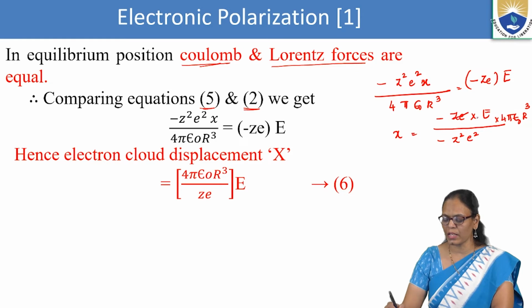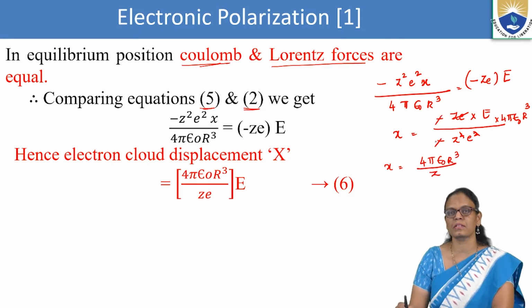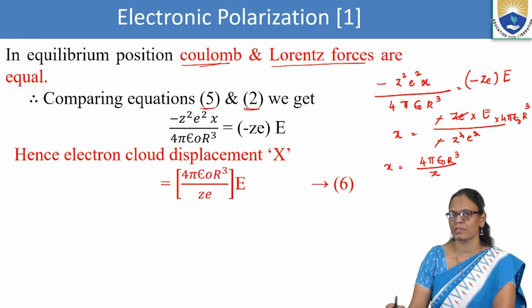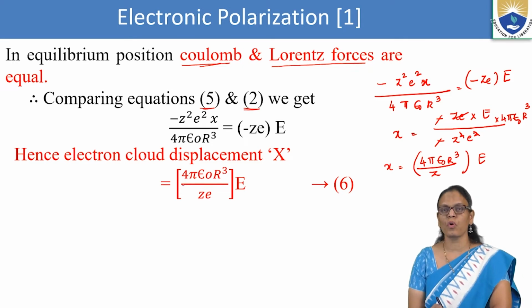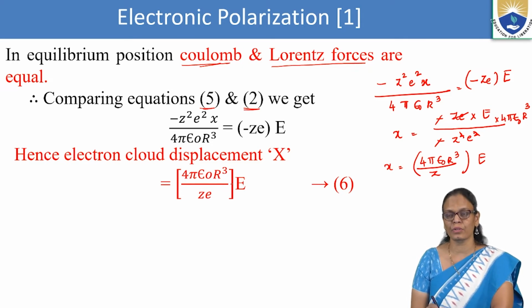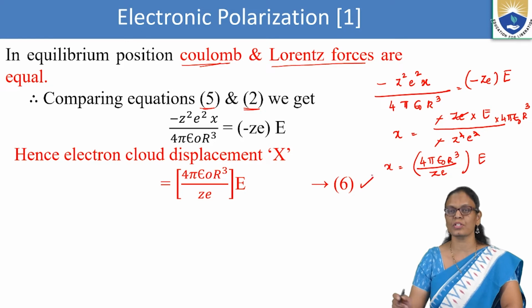So Ze and Ze will get cancelled. What we have in the numerator here is x is equal to 4 pi epsilon naught r cube upon Ze. Minus and minus also will get cancelled, we have minus in numerator and denominator. So this is multiplied by E. So what we are getting here in equation 6 is 4 pi epsilon naught r cube upon Ze. Sorry, there is an E also here, Ze into E. So this is equation 6.